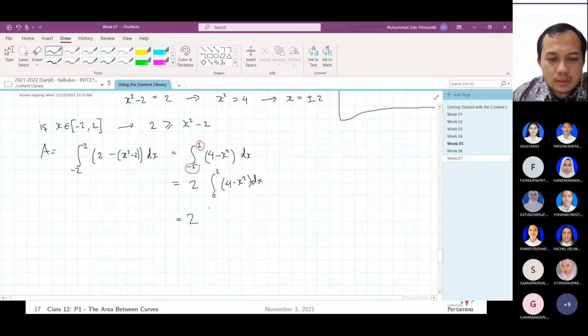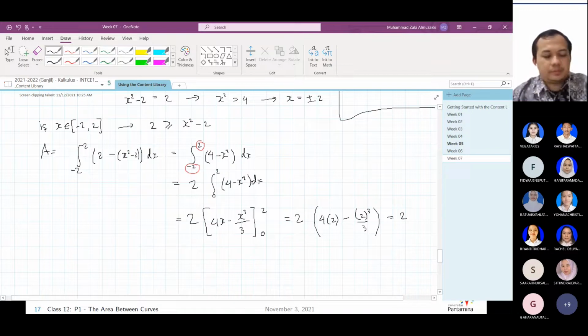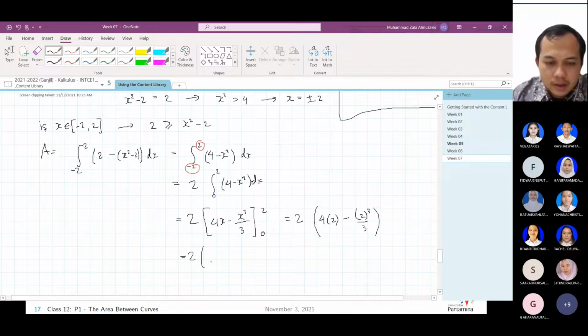Then we have 2 times [4x minus x cubed over 3] from 0 to 2, which is 2 times (4 times 2 minus 2 cubed over 3), which is 2 times (8 minus 8 over 3). Here we have 32 over 3.